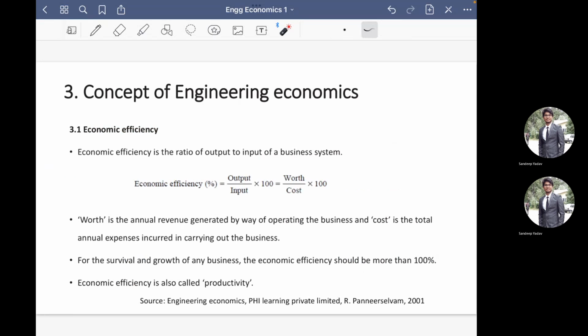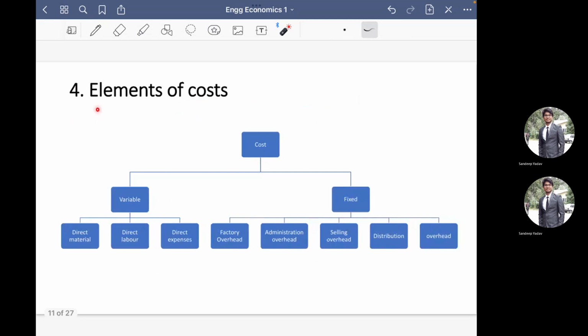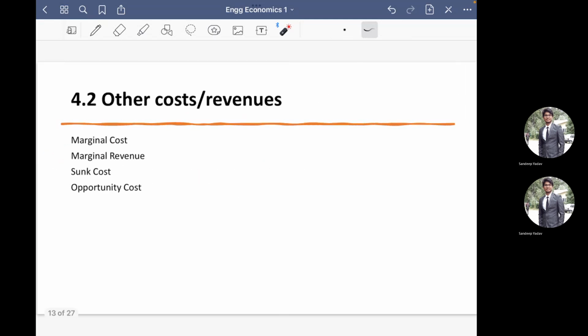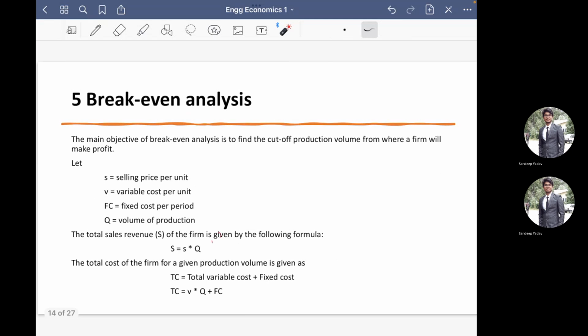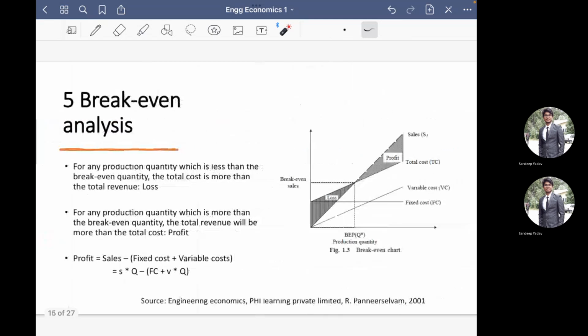Now the other thing that we have covered is the different concepts in engineering economics: economic efficiency, how we can improve productivity, elements of cost. We have understood the variable cost, fixed cost, and what are the major factors that can affect the cost. What is the selling price, how can we calculate the selling price, and some other costs. We have understood more concepts. One of them is break even analysis.